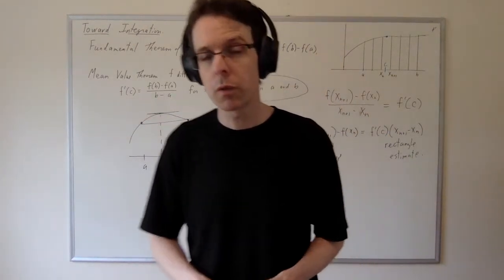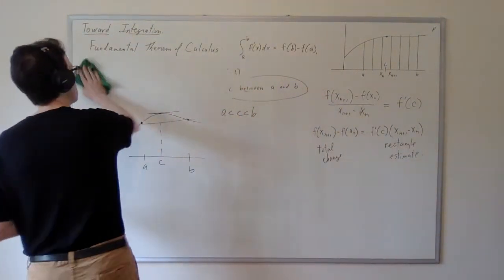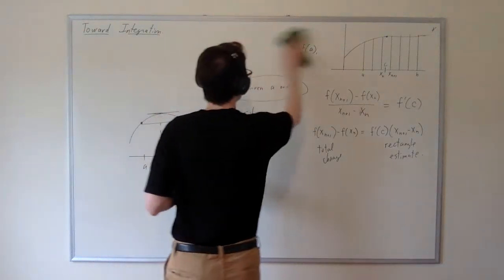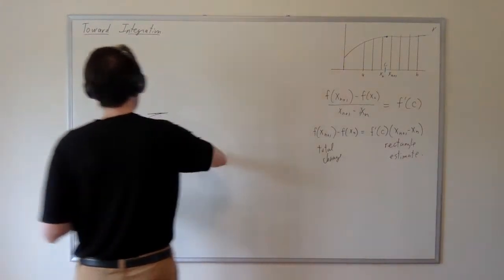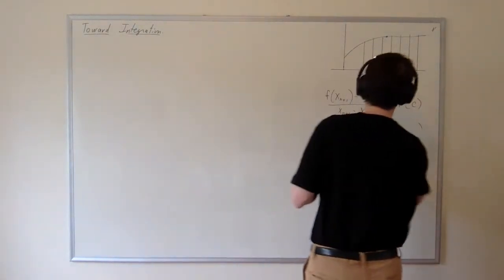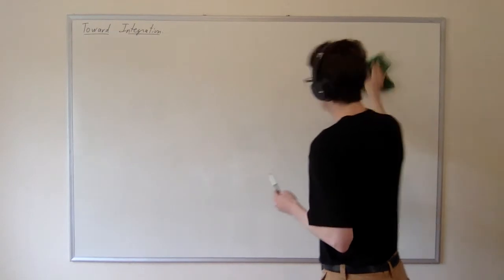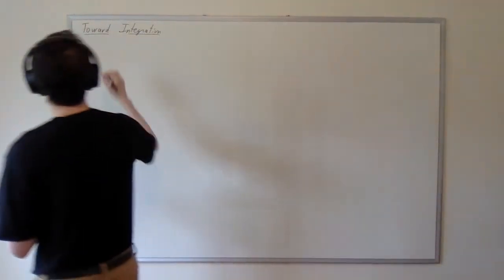And so to work toward this theorem, we're going to introduce a function, which I will call Q for quotient. And that's a function that's just meant to hold the difference quotients and the derivatives all together in one. So let's define this function Q and see what we can do with it.